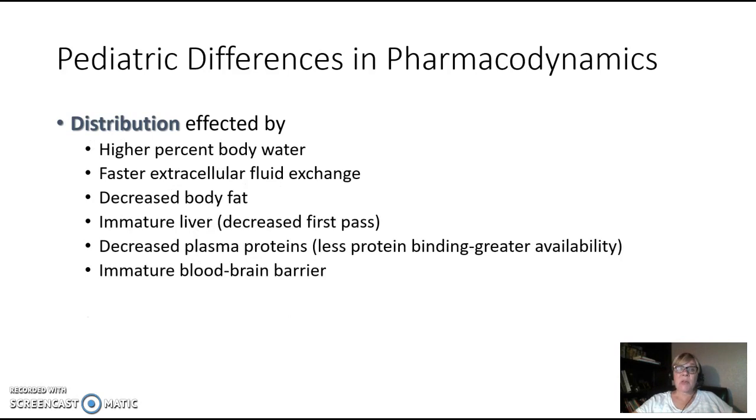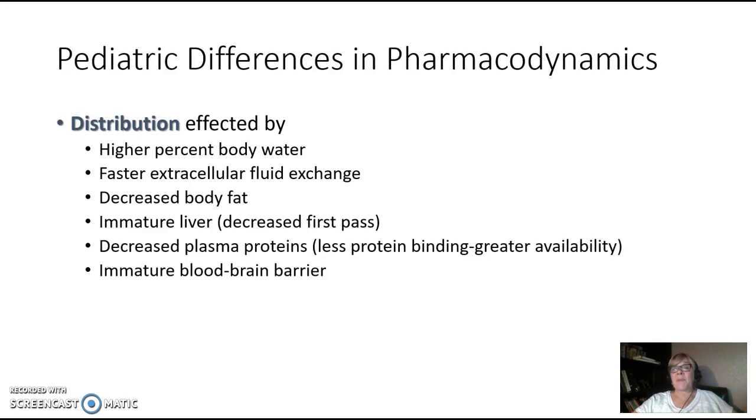As far as distribution, it's affected because children have a higher percentage of their body as water compared to adults, which means there's more shifting between the plasma of the blood and the tissues, which is how medication is distributed. A lot of medications are kind of stored in body fat. Well, children have less body fat.